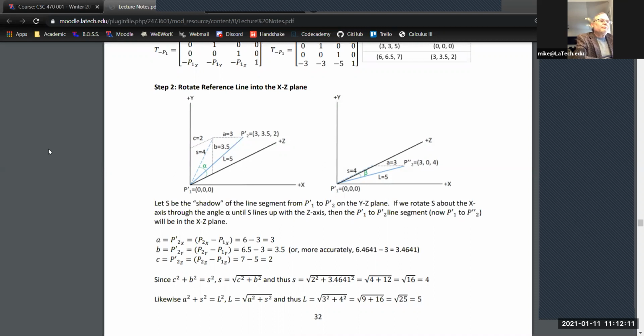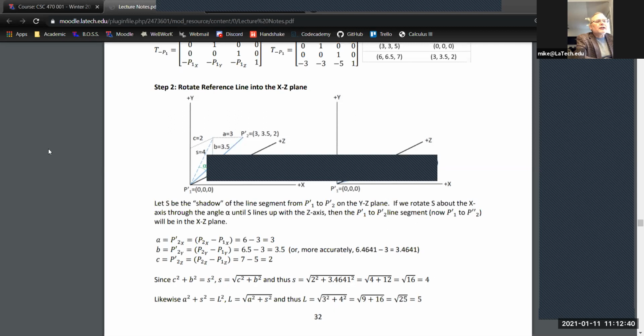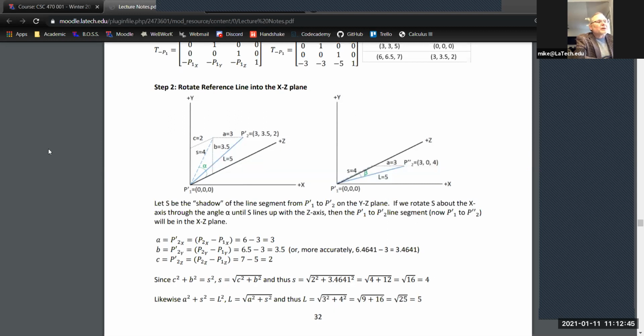And then the Y component, that's the vertical component, we'll call that B, and that's 3.5. And then the Z component, that's the distance component, we're going to call that C, and it's 2. So A is the X component, it's 3. B is the Y component, it's 3.5, and C is the Z component, and that's 2. And so I've drawn those little dashed lines there to let you see each of those components.